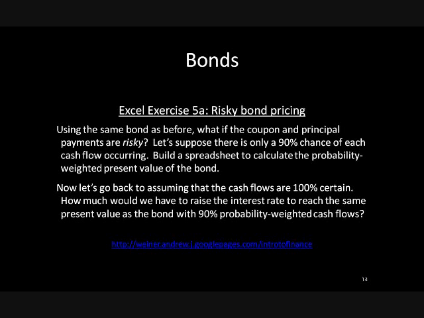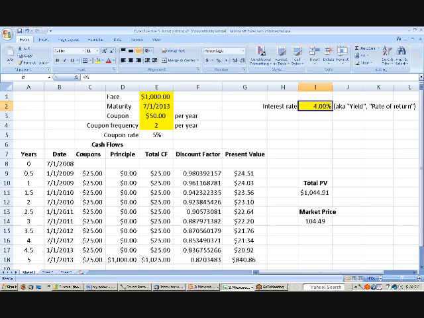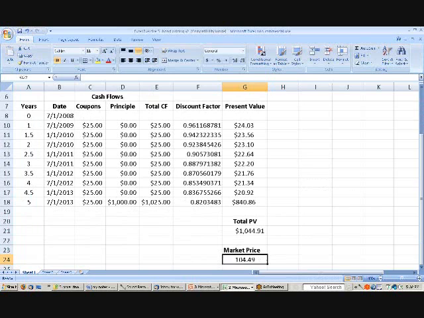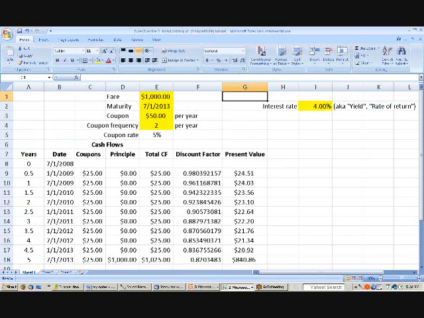So what we're going to do is work off of this spreadsheet that we already made, and we're just going to add to it. I'm going to move this stuff down so we have room to the side. And we're going to have a column called probability of the cash flow occurring. And we said this is going to be 90%. Actually, I'll put an input up here, 90%.